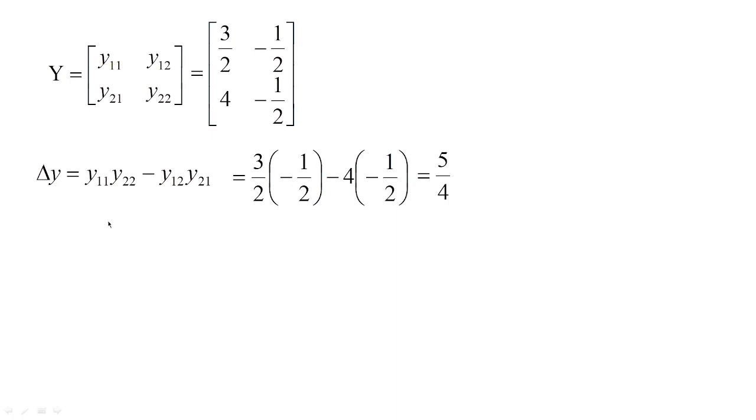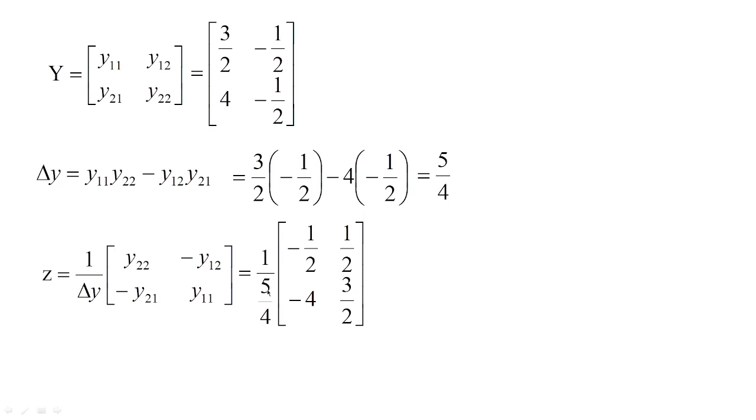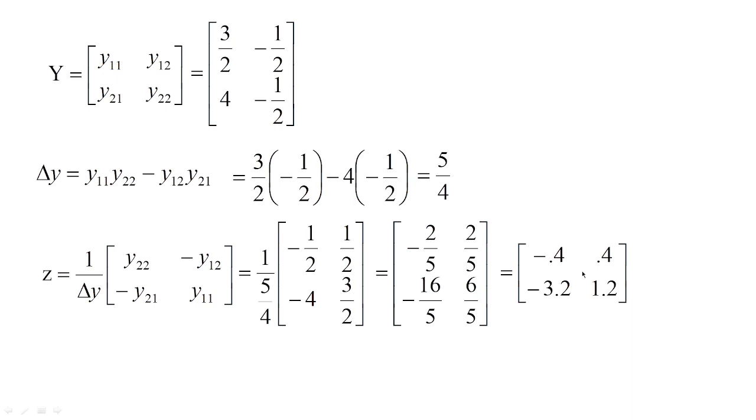So I can get impedance parameters from admittance parameters by taking the inverse of the admittance parameters. So Z is equal to 1 by delta Y times the matrix Y22, minus Y12, minus Y21 and Y11. Just substitute the values. You can see delta Y is substituted as 5 by 4. Y22 is minus 1 by 2. Minus Y12 is nothing but 1 by 2. Minus Y21 is equal to minus 4. And Y11 is 3 by 2. Now we need to cross multiply all these values. So I get Z is equal to minus 0.4, that is Z11, 0.4, that is Z12, minus 3.2, that is Z21, and Z22 is equal to 1 by 1.2.